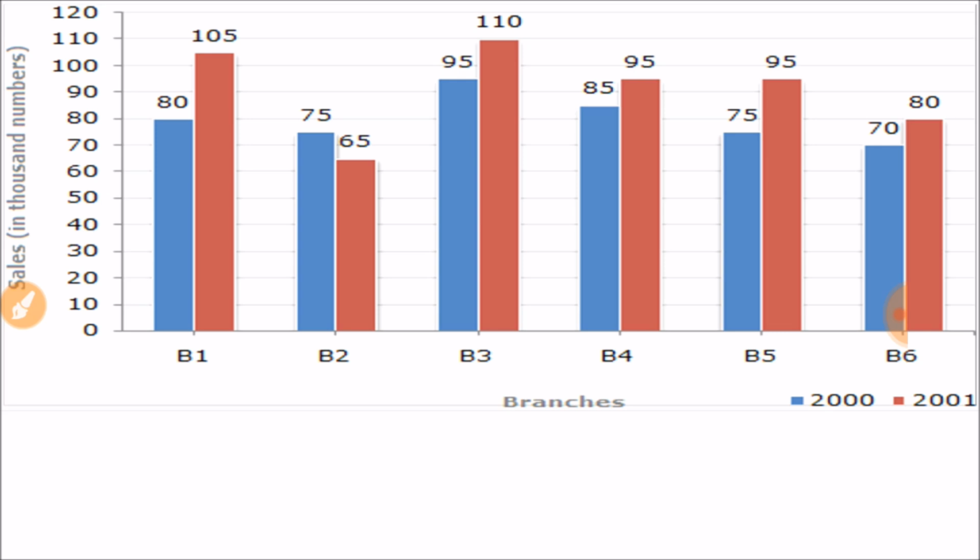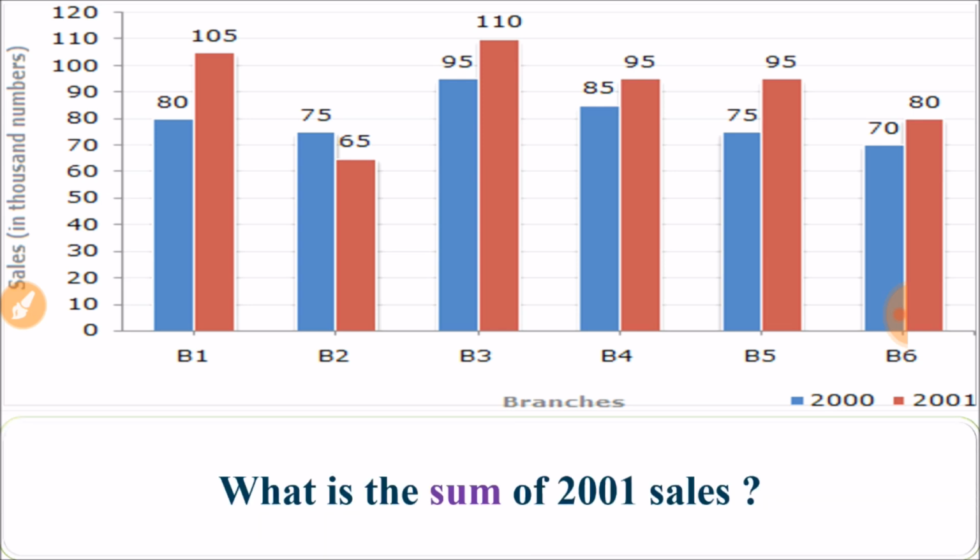That's very important. If I ask you one simple question, what is the sum of 2001 sales? We know 2001 is red color. So the question is very straight: what is the sum of all the branches in red color? Red color for B1 is 105, right? Red color for B2 is 65. Red color for B3 is 110. Red color for B4 is 95.